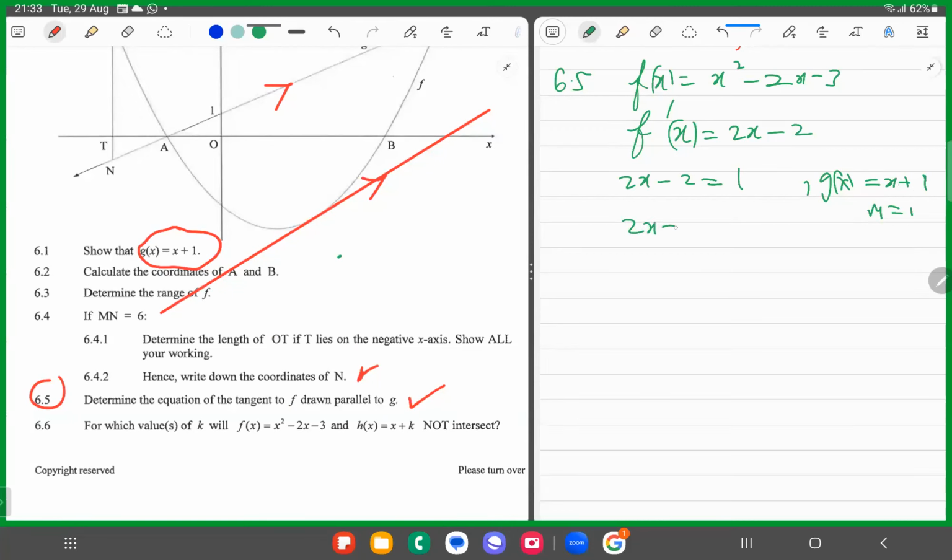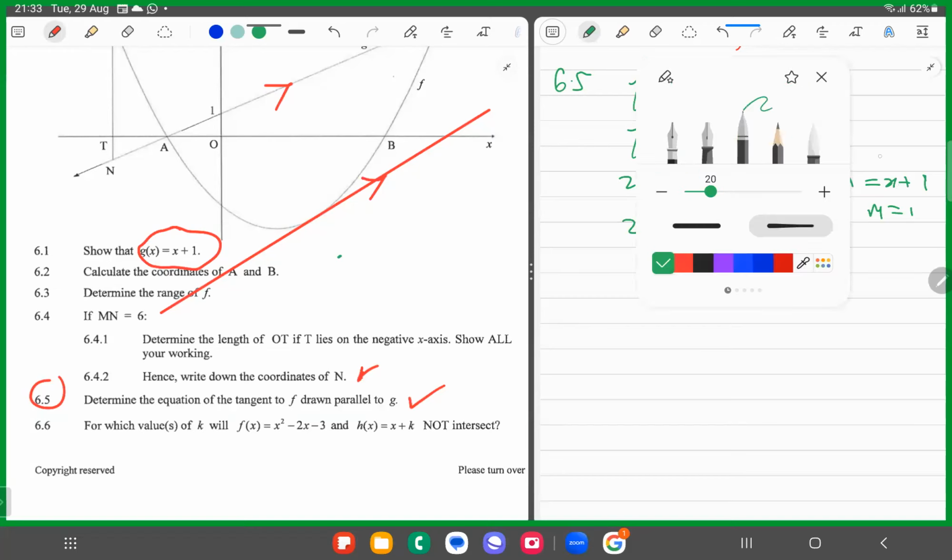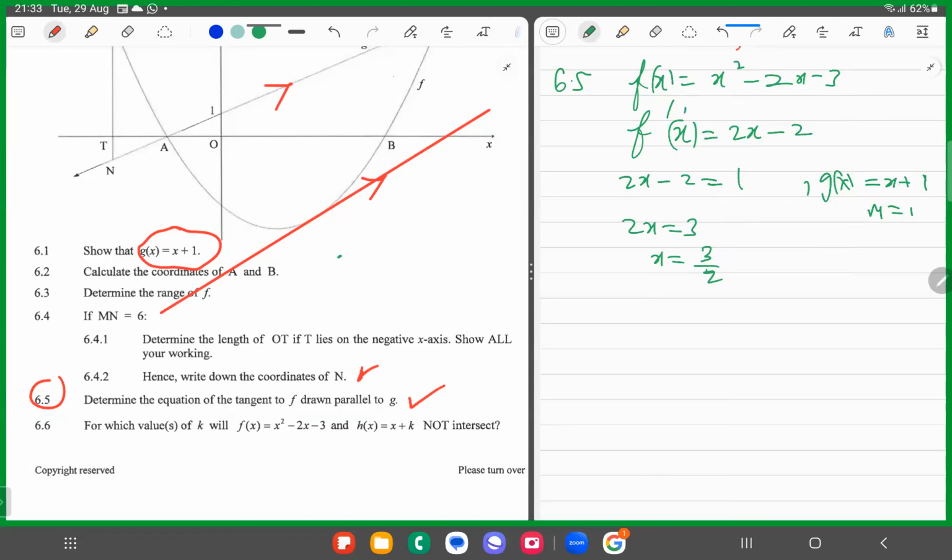So which means 2x is 3, which means x is 3 over 2. Okay, if that is the case, in other words, the gradient of f is equal to the gradient of g at x equal to 3 over 2.